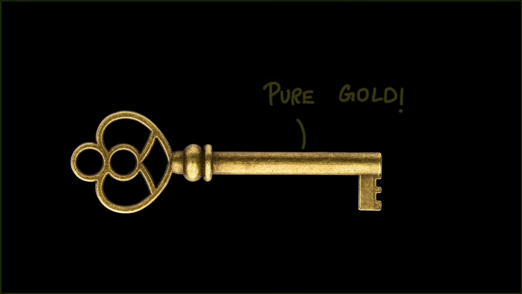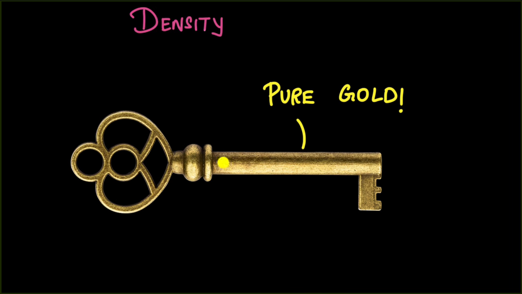You find a key that is claimed to be made of pure gold, and you want to check for yourself. You want to gain some confidence in this claim that it is indeed made of gold. How do you do that? Well, a cool place to start is by figuring out its density. Remember, density is a measure of how much mass is packed in a given volume.